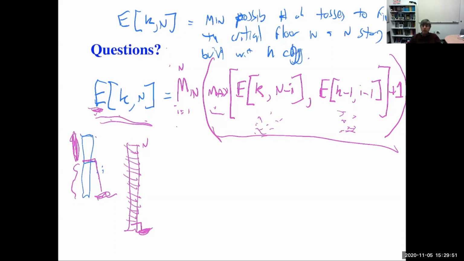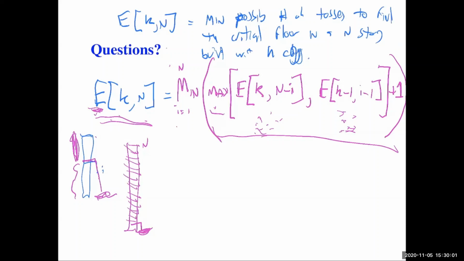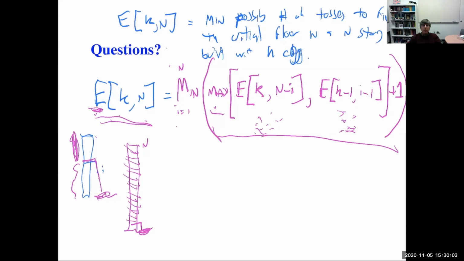How do we compute the running time of a dynamic programming problem? What is the formula for it? It should be the number of boxes times the work done at each box. Okay, how many boxes are there?